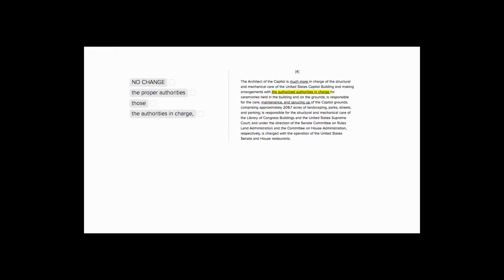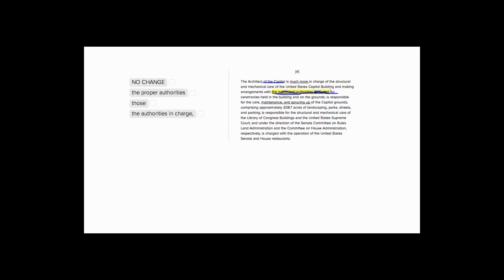So let's look. We're trying to say that the architect of the Capitol is in charge of making arrangements with the authorized authorities in charge for the ceremonies. Okay, so we see here that this is a really redundant phrase because of "authorized authorities." An authority is someone who has been authorized for a task, so we wouldn't want to say "authorized authorities." That's already bad. And "in charge": an authority is someone who's in charge of a certain task. So this is doubly redundant.